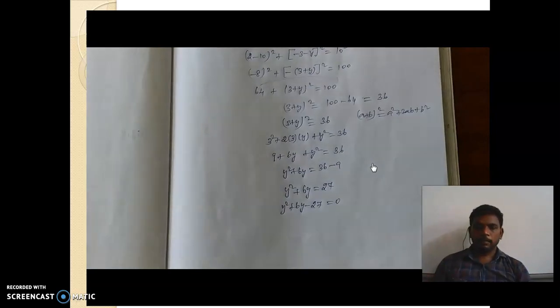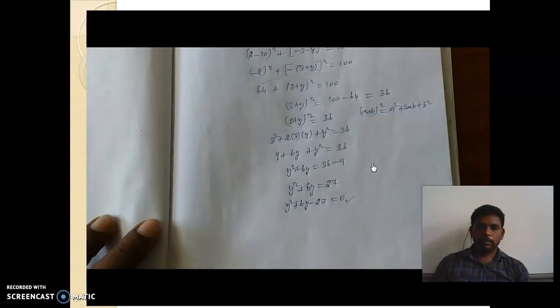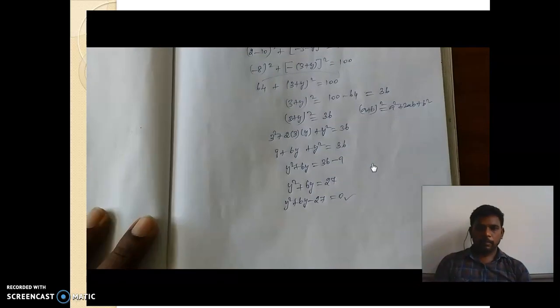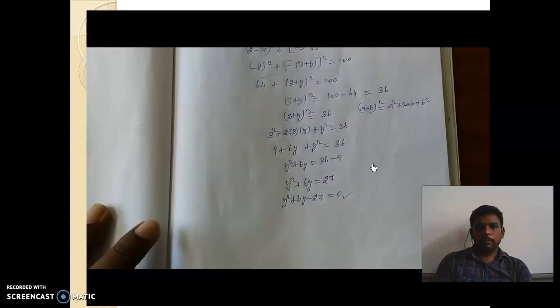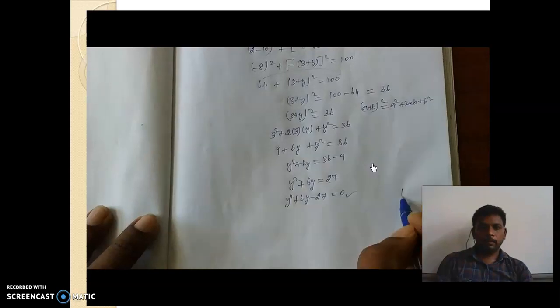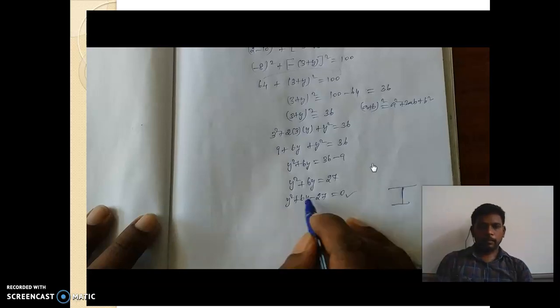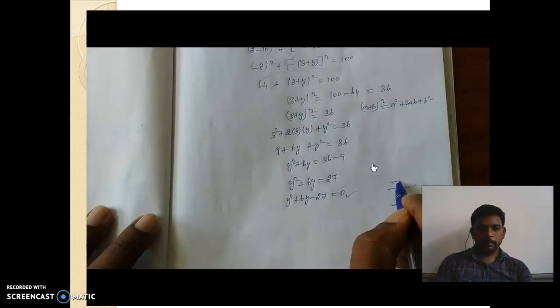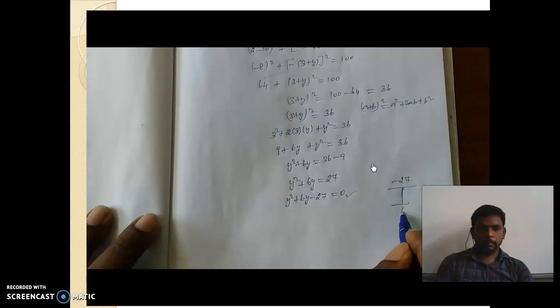Now we got a quadratic equation with respect to the variable y. Now we are going to solve the quadratic equation. That means we are going to factorize it. How can you factorize a quadratic equation? By using the product-sum method. That is a simple way to factorize a quadratic equation. So when we multiply, we need minus 27. When we add, we need plus 6.